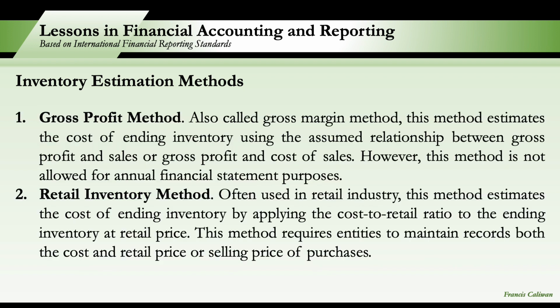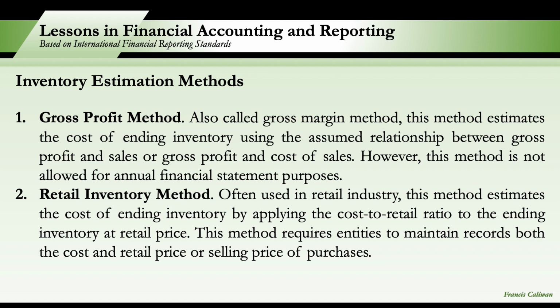So, estimating procedures may be used to determine the cost of inventories destroyed by catastrophe or any other reason that inventories may not be determined at the end of a given period, or to measure the cost of inventories for interim financial statement purposes and to validate the inventory cost determined through physical count. There are two alternative estimating procedures that may be used: the gross profit method and the retail inventory method.